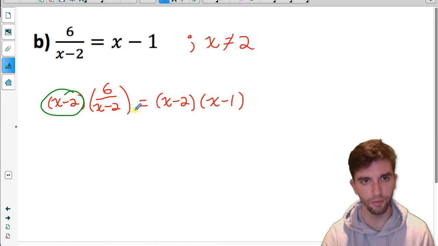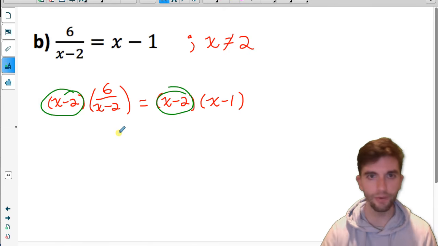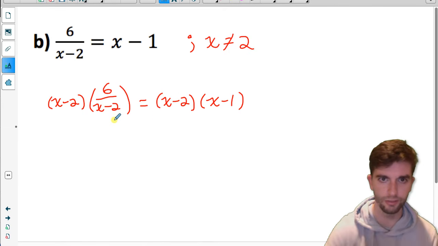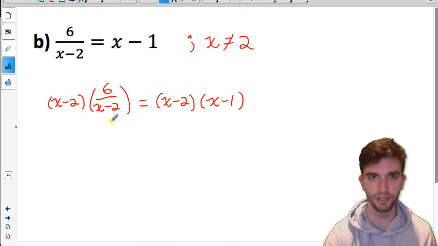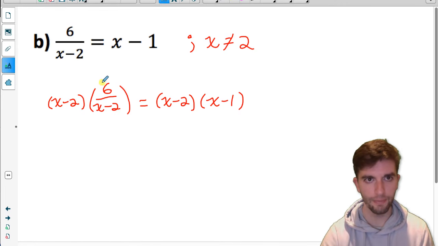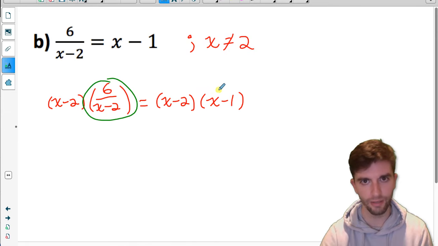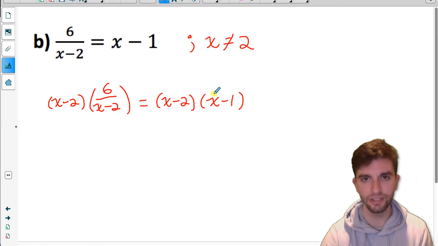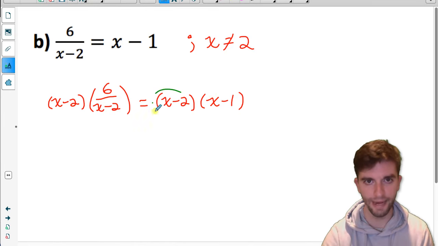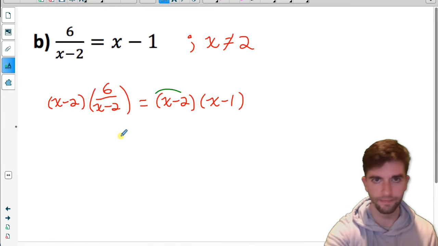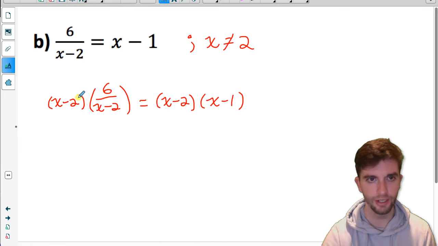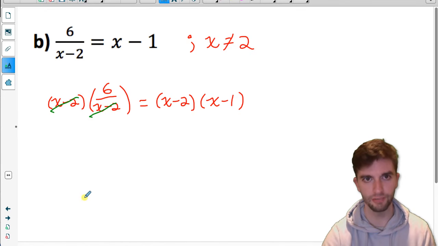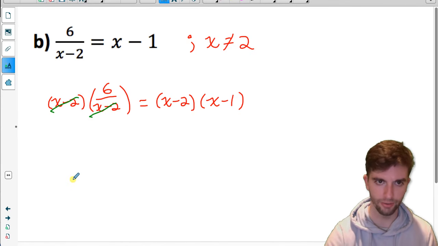Okay, notice I'm multiplying the left side by x minus 2 and the right side by x minus 2. It's important to do both sides so that we keep the equation balanced. And it's also important that I put the whole left side in its own set of brackets and the whole right side in its own set of brackets. That way I know each of these terms, the x and the negative 1, have to be multiplied by that factor. So on the left side of the equation, x minus 2 divided by x minus 2 is 1, so I can cancel those out.